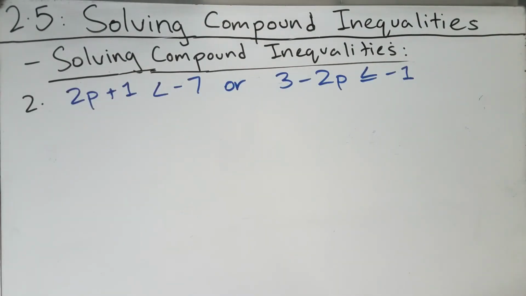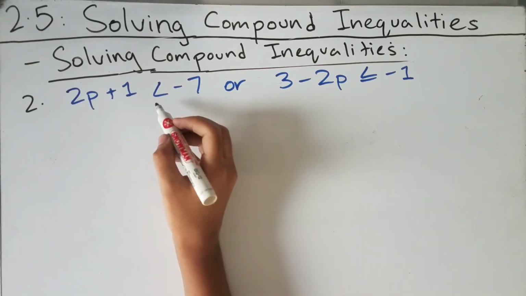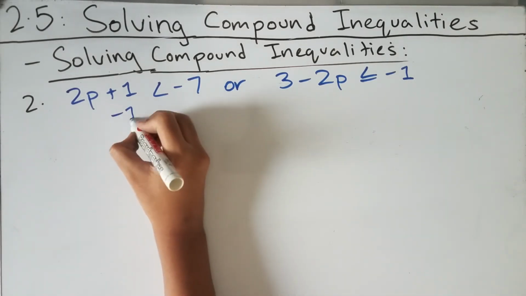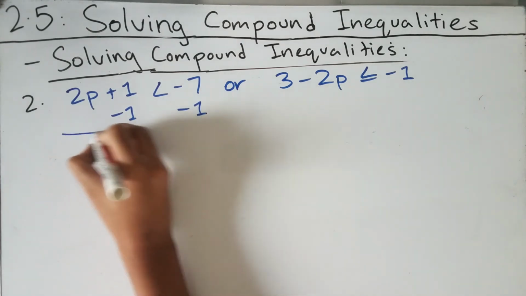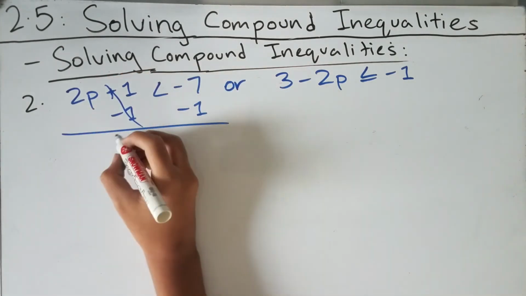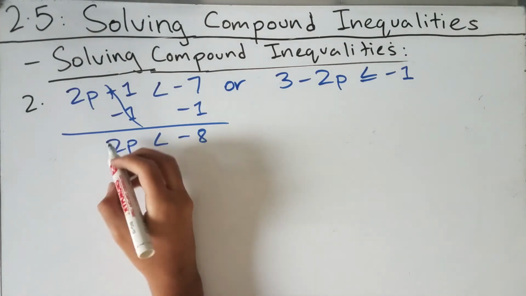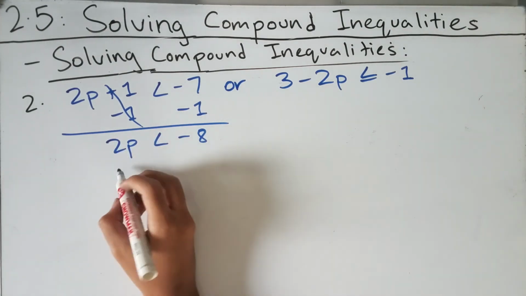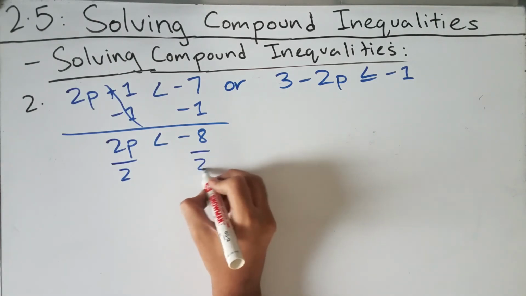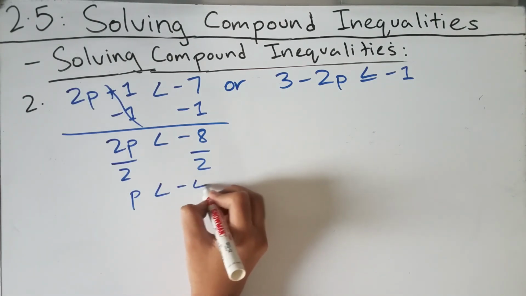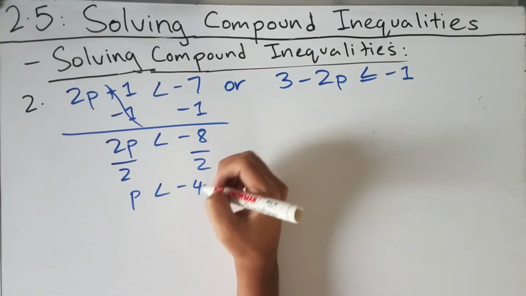Here we have another compound inequality, except in this case we have a situation in which we have an or. So let's begin solving this part of the or inequality. Well, here I can use the property of subtraction to subtract 1 from each side of the inequality. And by doing this, I get 2p is less than -8. And then I can use the property of division and divide each side of the inequality by 2, giving us p is less than -4, as -8 over 2 is -4.